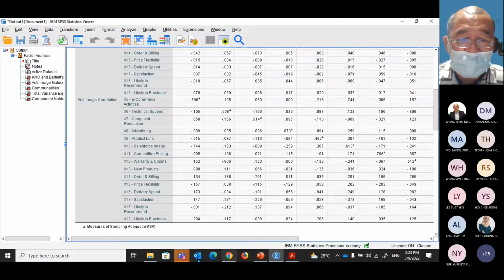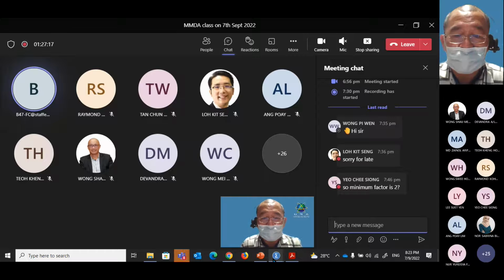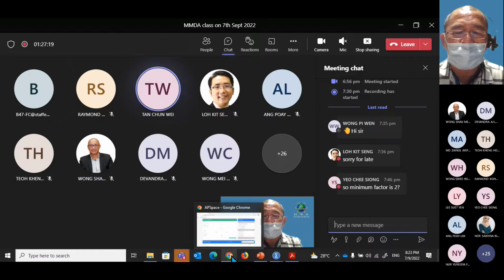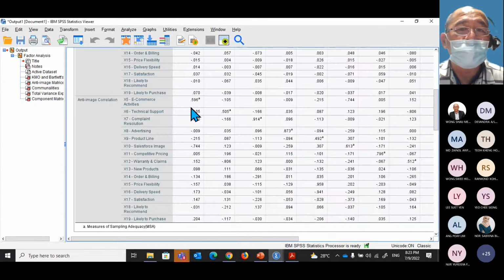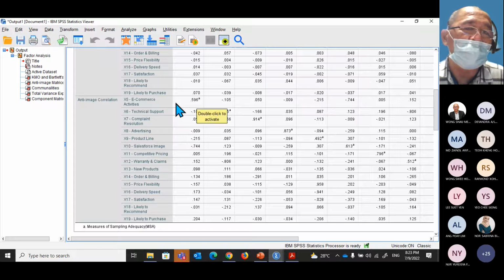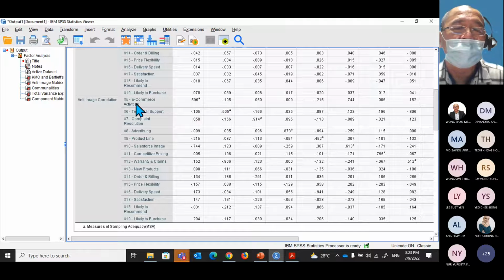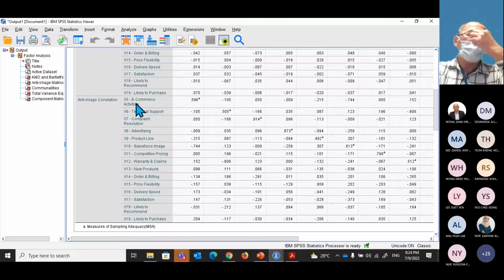Okay. So if no question, now we see next. 0.596 is X5 to its own X5, MSA, right? This is only the MSA for X5. Okay. So actually, therefore, this is also to see the correlation between this with other variables.